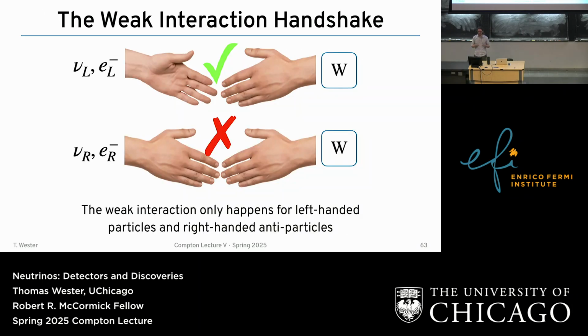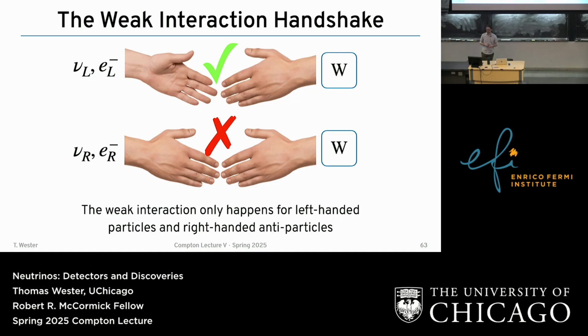To summarize what we've learned from these two experiments, you can use this picture of what we call the weak interaction handshake. On the top, just on the right side, I have the W boson of the weak interaction, the weak force, and then particles with particular spins. For example, an electron and a neutrino, and both of these have to have left spins to shake hands with the W boson and actually feel the force. What's never observed is this, where you have a right-spinning electron and a right-spinning neutrino. Those don't interact with the weak force. So the summary is that the weak interaction only happens for left-handed particles and right-handed antiparticles.